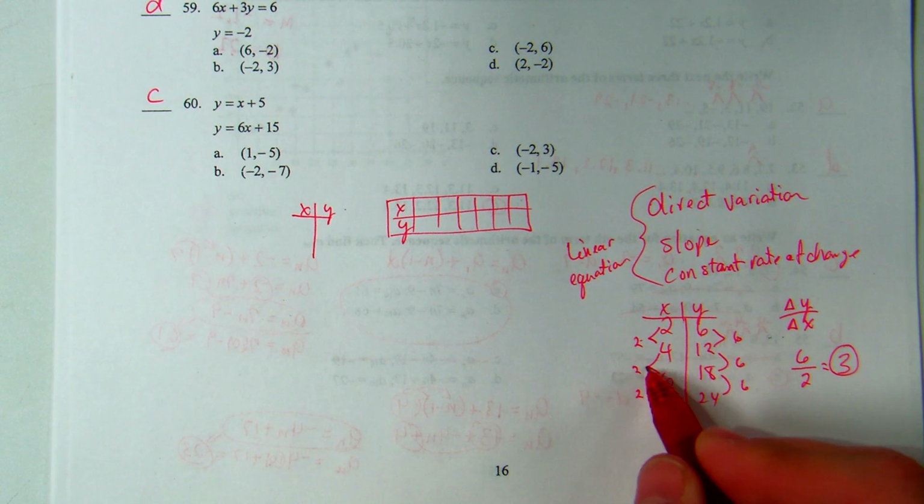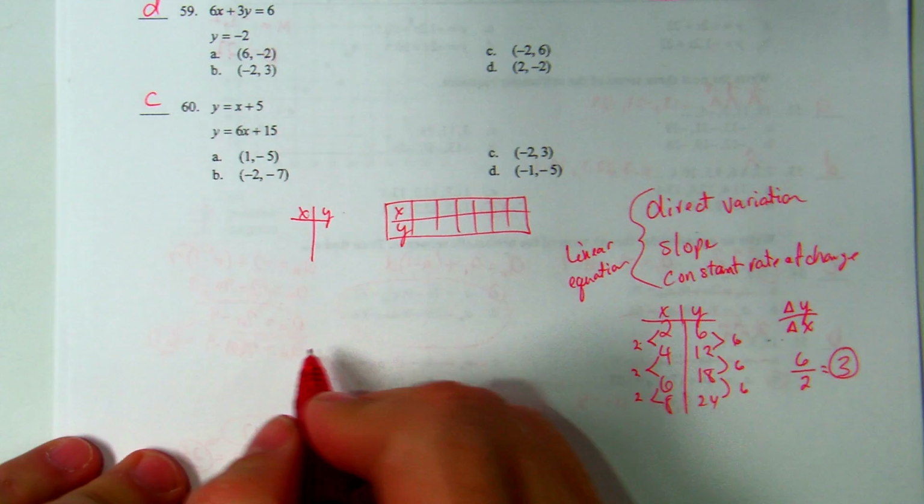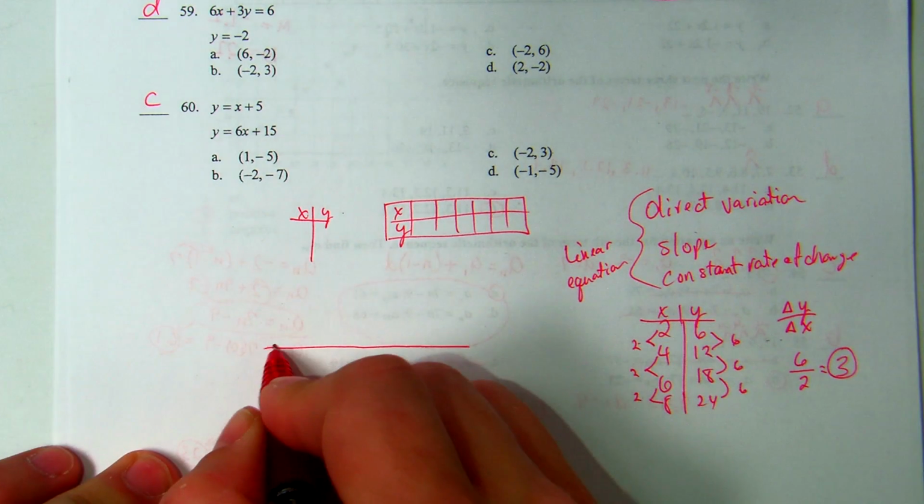If these are not constant, if the change between every one of these is not the same, it's not a linear equation. You can graph it and you can see it. Does it make a line? Or is it curved? If it's curved, it's not a linear equation. You need to know this too.